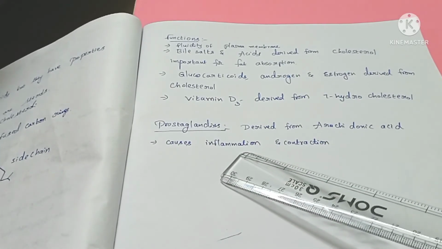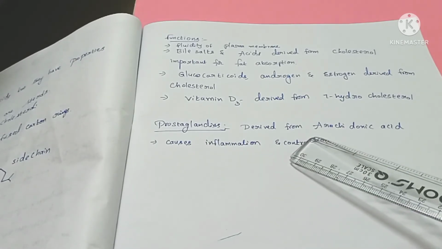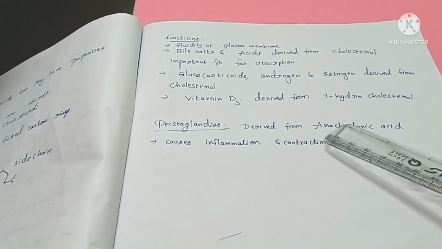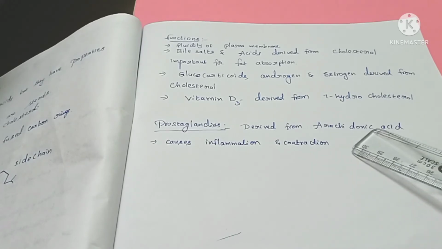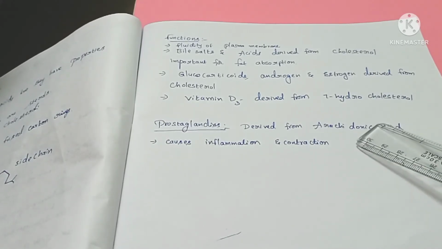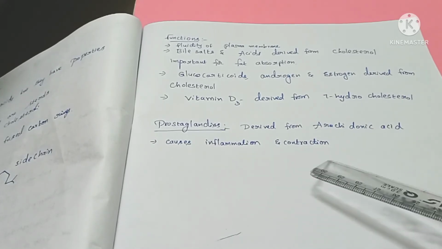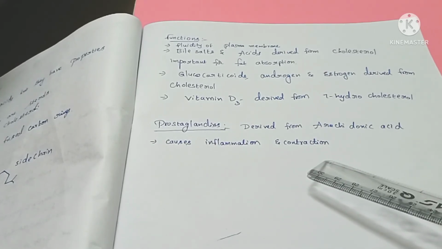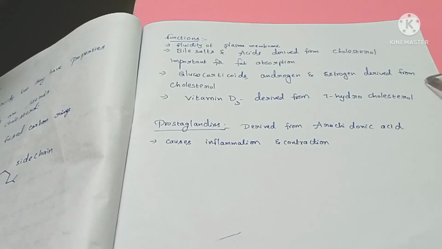And the next one is the prostaglandins. These prostaglandins are derived from polyunsaturated fatty acids like arachidonic acid. They cause inflammation and contraction. And with this we have completed the lipids.